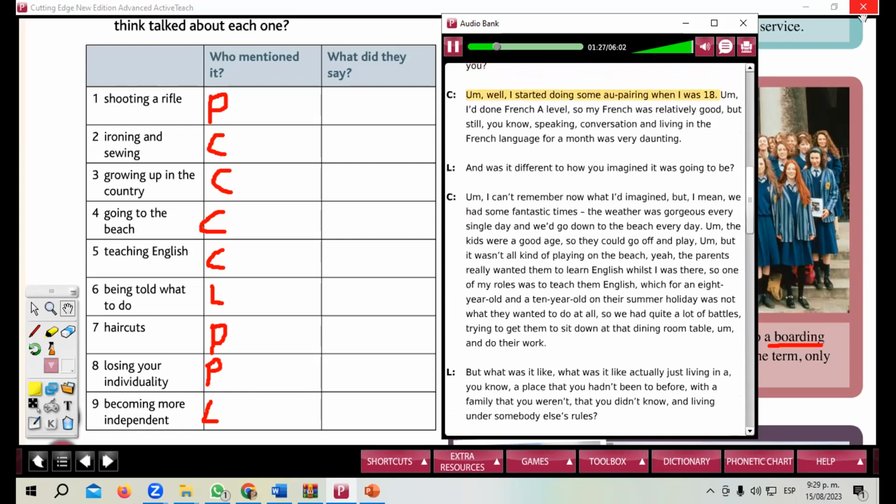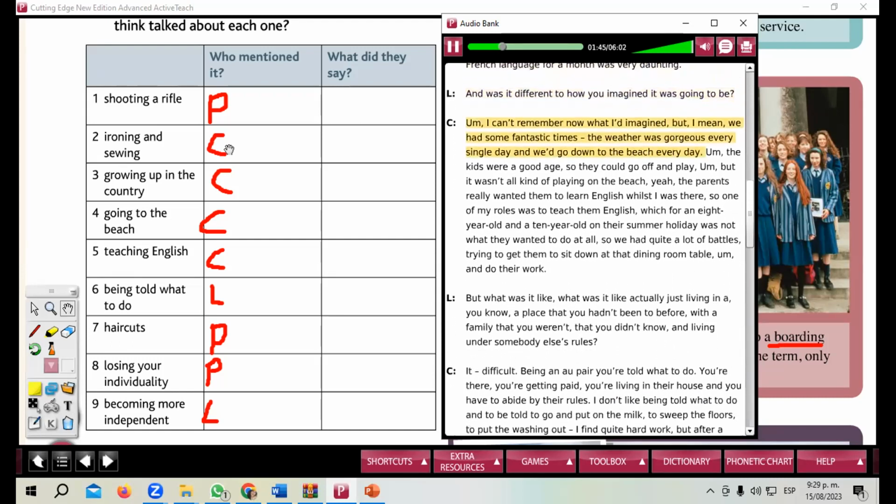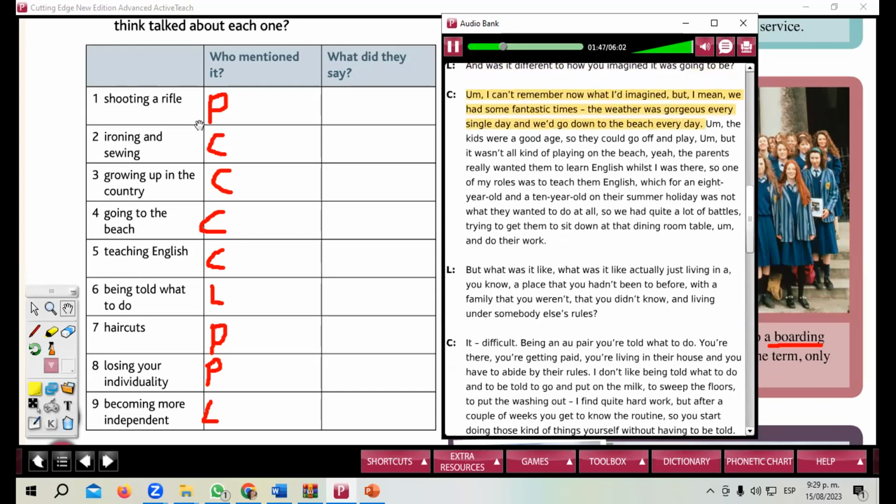What about you? Well, I started doing some au pairing when I was 18. I'd done French A-level, so my French was relatively good, but still, speaking in conversation and living in the French language for a month was very daunting. Was it different to how you imagined it was going to be? I can't remember now what I imagined, but we had some fantastic times.